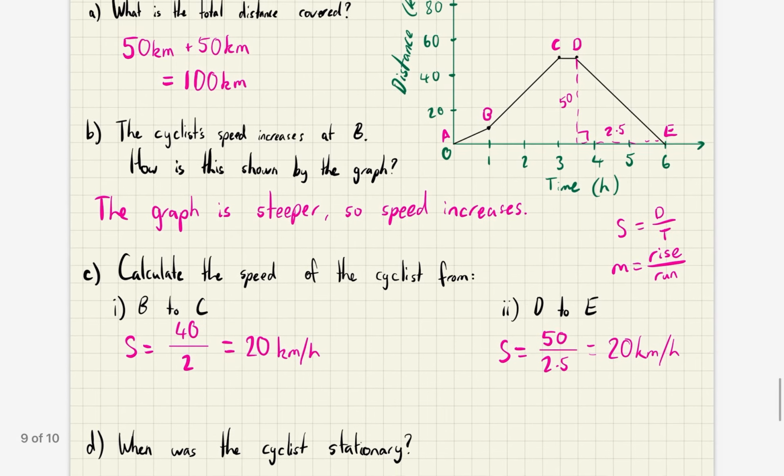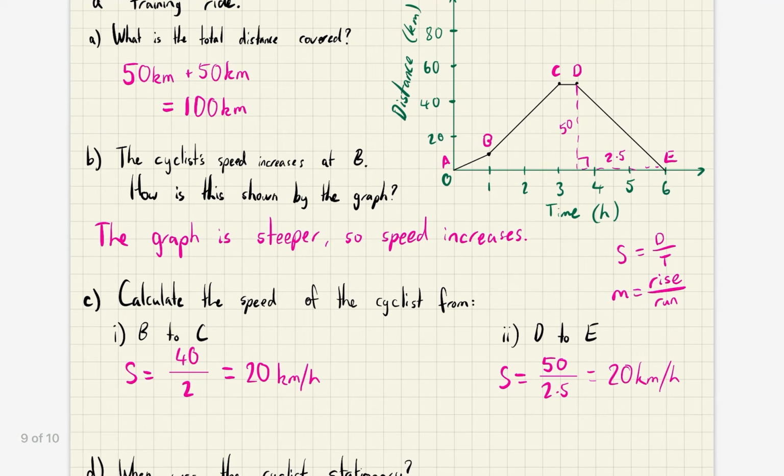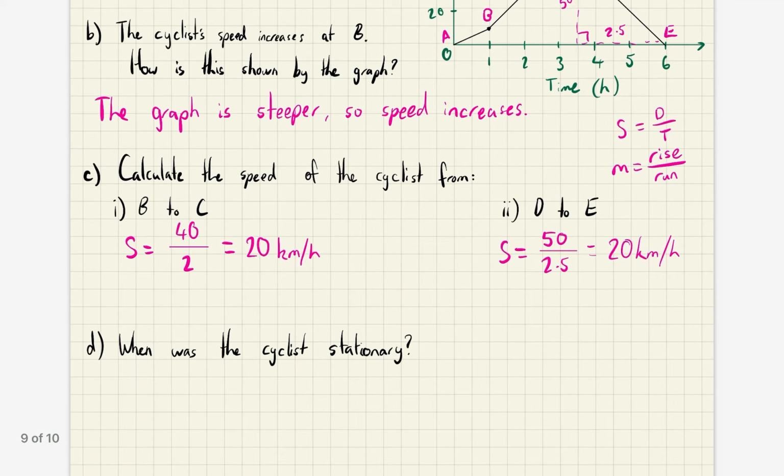Now part D says, when was the cyclist stationary? So let's consider this graph, and it's basically telling a story. Starting at 0, they go at a speed, and then they speed up, and then something happens, and then they speed up again, but going home, going backwards, effectively. So the cyclist is stationary here. They've taken a break for about half an hour because they haven't travelled any distance. So they haven't gone up or down, but time has passed. Okay, so that's when the cyclist is stationary.